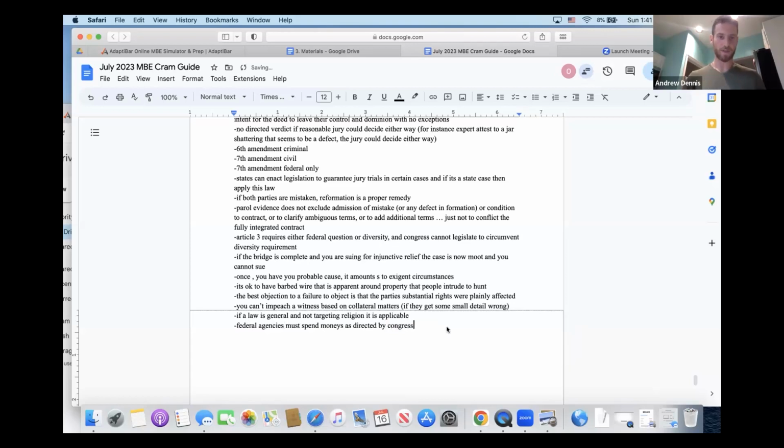We had, if a law is general, not targeting religion, it's applicable. And then what was the other one we did on bar max? The second one was about collateral impeachment. Collateral matter. Oh, right here. You can't impeach a witness based on collateral matters if they get some small detail wrong.